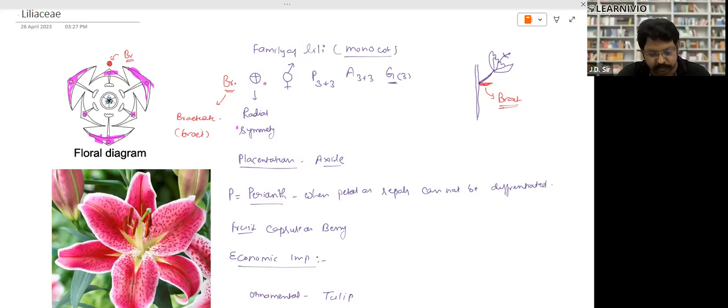So how will we read this formula? Bracteate, actinomorphic, bisexual, perianth 3 plus 3, androecium 3 plus 3, gynoecium 3 gamo, ovary superior, right? This is the floral formula, and the rest of the things I have explained for you, right? So this flower is bracteate, family of lily. Tell me if you have any doubt.